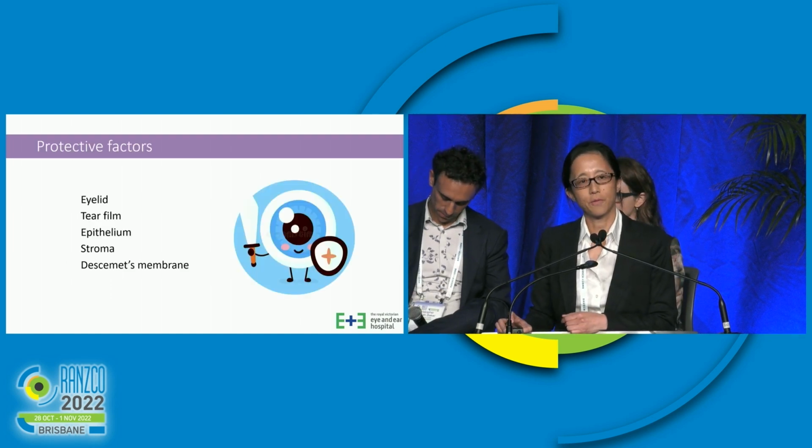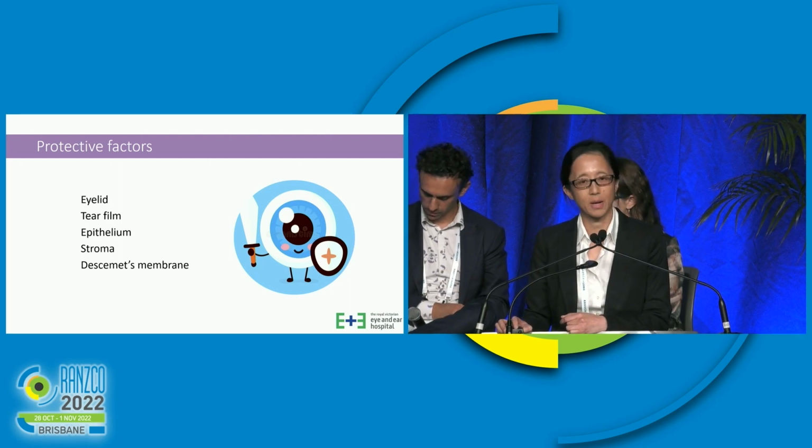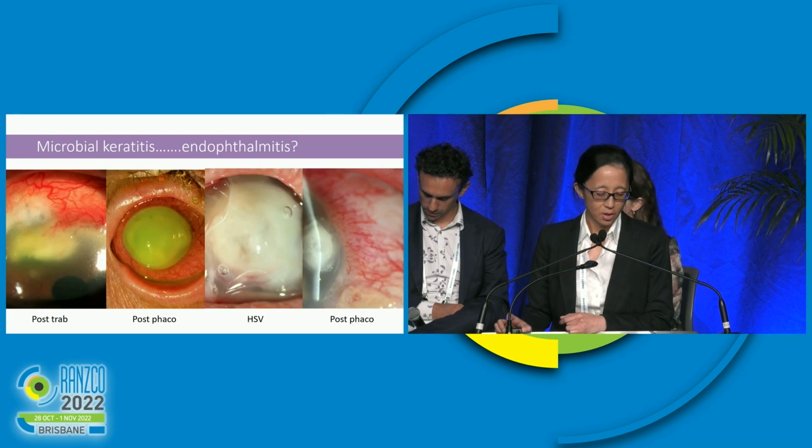So to start off with the very basics, reminding you all about all the protective factors we have for the eyeball. The eyelid, the tear film, the corneal epithelium, the stroma, Descemet's membrane. And so what happens when these protective factors are breached? You've of course got a risk of microbial keratitis.